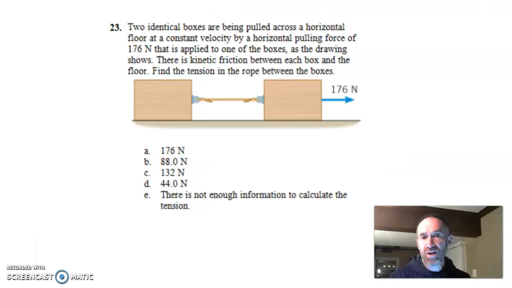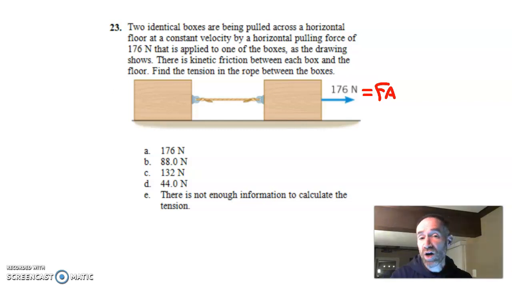Now one more example for this video, and I have two more coupled masses. There they are tied together, sort of like what we've had. This time there's no pulley or anything. There's no change in direction to throw you off. The two identical boxes are both being pulled across a horizontal floor at constant velocity by a horizontal pulling force of 176 newtons. So maybe an applied force of 176 newtons. It says there is friction between each box and the floor, and you're supposed to find the tension in the rope between the boxes.